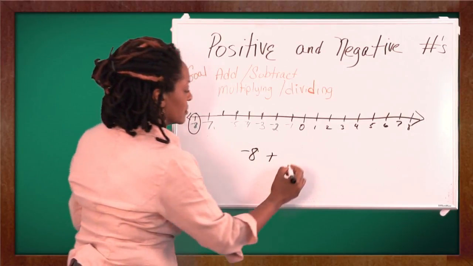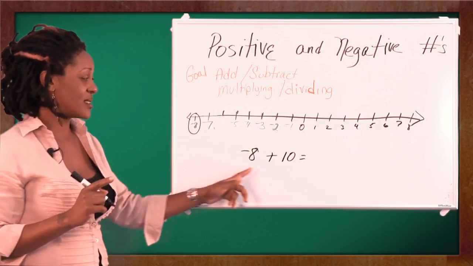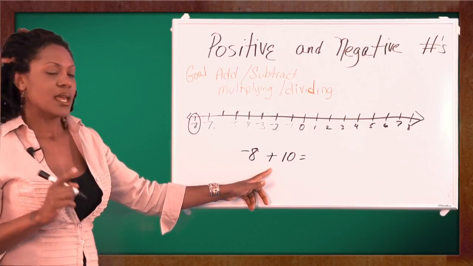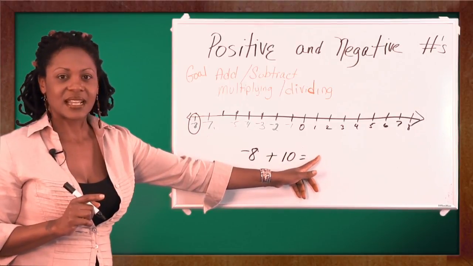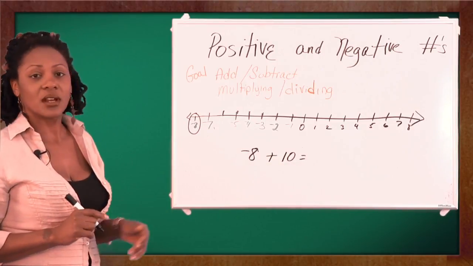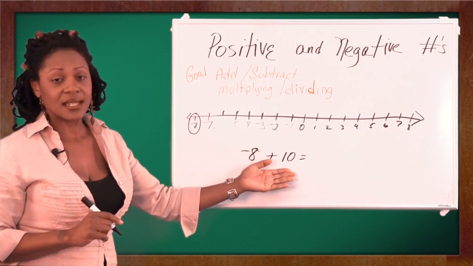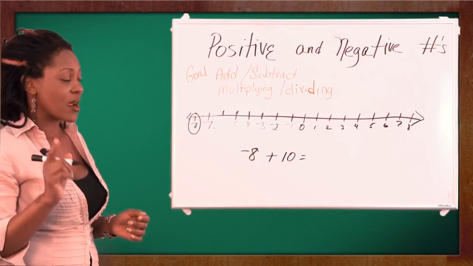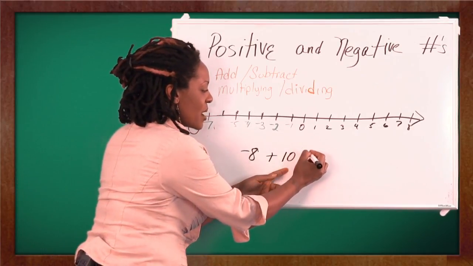plus 10. Now again, we're still using the addition function. And what's our rule? The larger number takes the sign over. So here, which is the larger number? Forget the 8 being negative. Is 8 larger than 10 or 10 larger than 8? Our answer is 10. It's the larger number. So that means our answer is going to be positive.